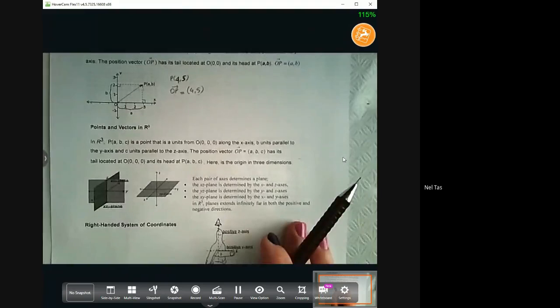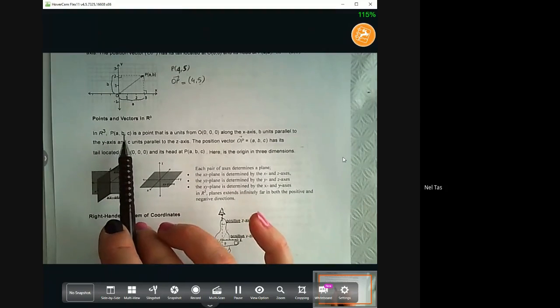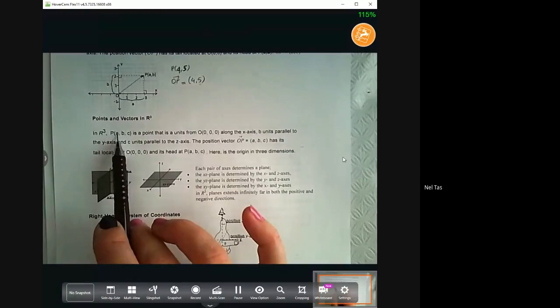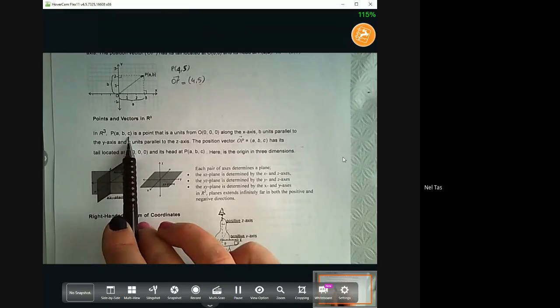So points and vectors in R3. In R3, point (A, B, C), so this time we have three coordinates, x coordinate, y coordinate, and z coordinate, is a point that is A units from the origin along the x-axis, B units parallel to the y-axis, and C units parallel to the z-axis. That's how you locate a point in a 3D system. So first you go A units on x, then you go B units parallel to the y-axis, and then you go C units parallel to the z-axis.